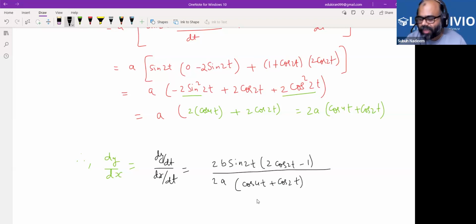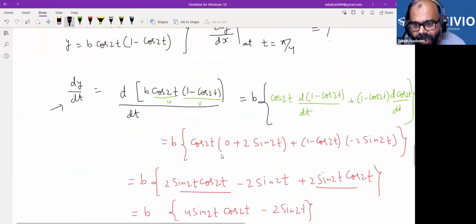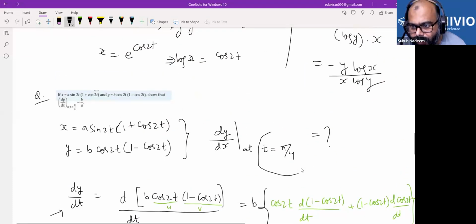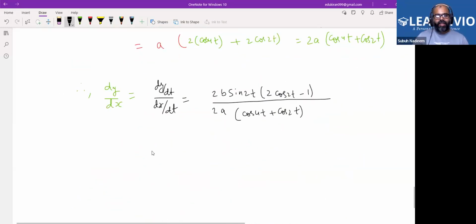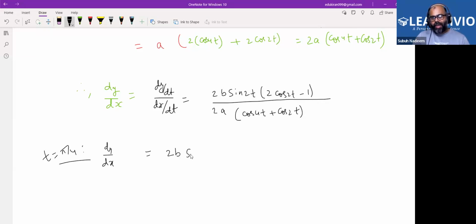Now, what they were saying is to find the value at t equal to pi by 4. So we have to put pi by 4 here in the place of t. So t is equal to pi by 4. Then what will be dy by dx? So this will become 2b sine 2 pi by 4, which is pi by 2, into 2 cos 2 pi by 4, which is pi by 2, minus 1, over 2a into cos 4t, which will be cos pi, plus cos 2t, which will be cos pi by 2.